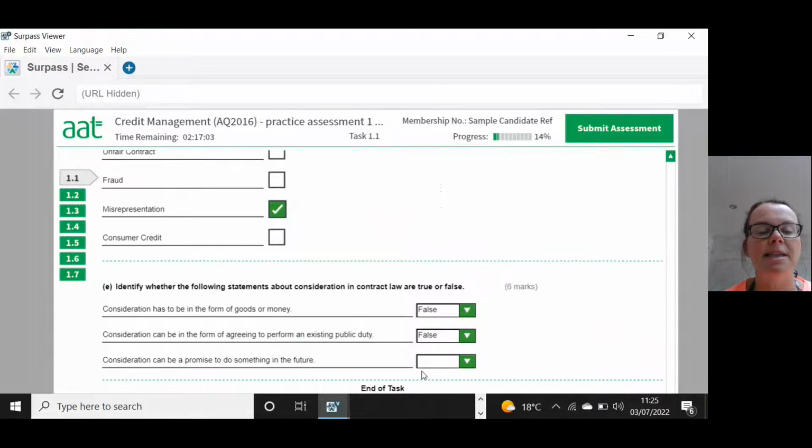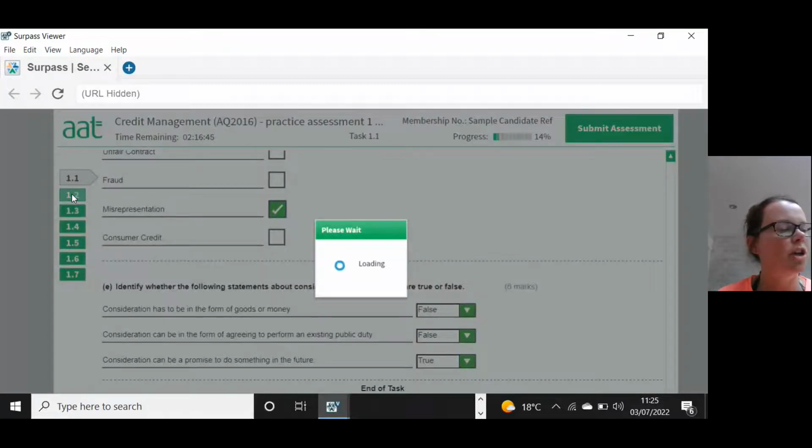Consideration can be a promise to do something in the future. Yes, that's known as executory or executory, depending on how you want to pronounce it, something that is going to happen in the future. Right, task 2.